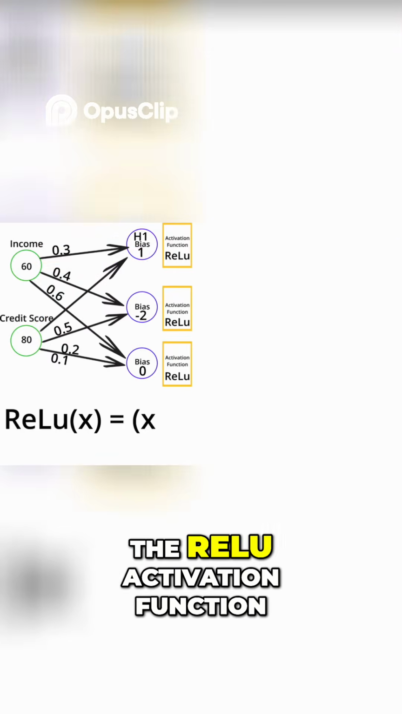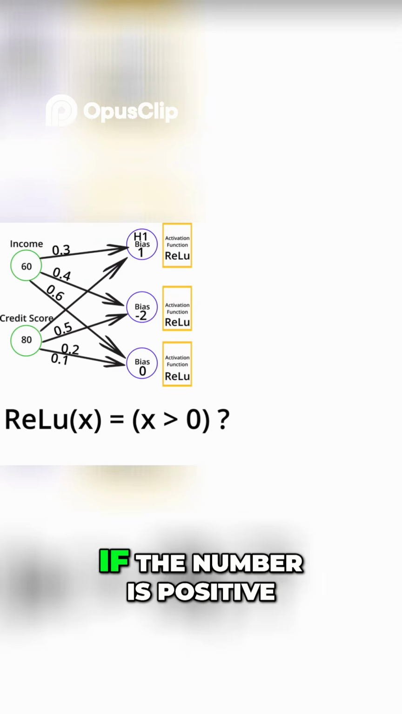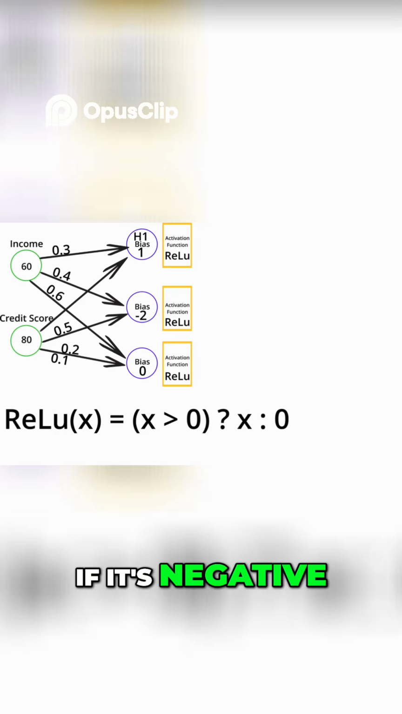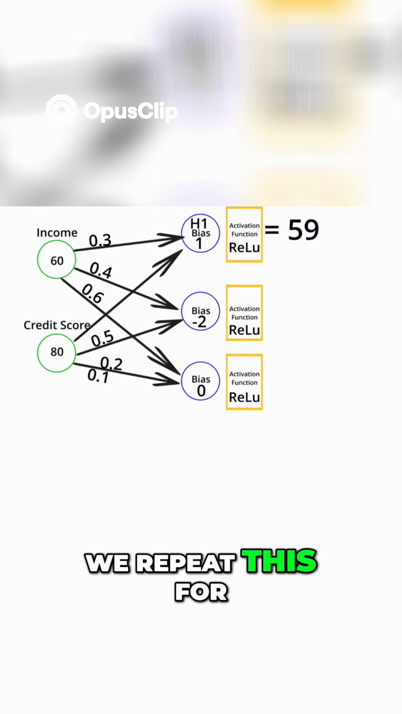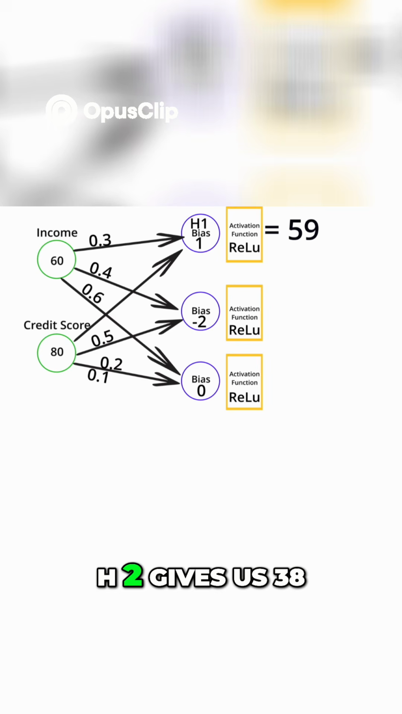Now we apply the ReLU activation function. It's simple. If the number is positive, keep it. If it's negative, make it 0. 59 is positive, so H1's final output is 59. We repeat this for the other hidden neurons. H2 gives us 38, H3 gives us 44.